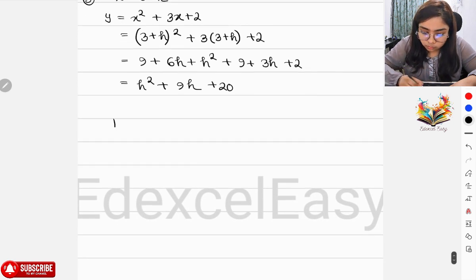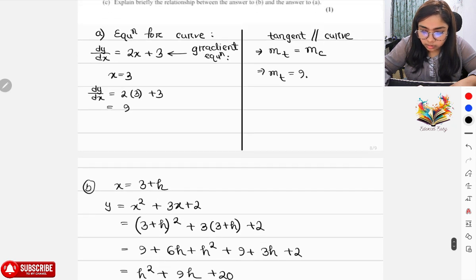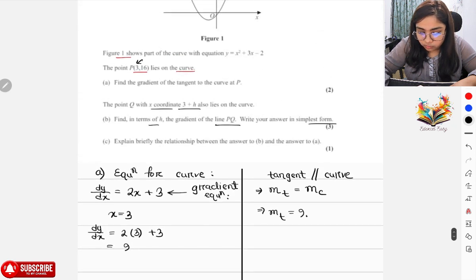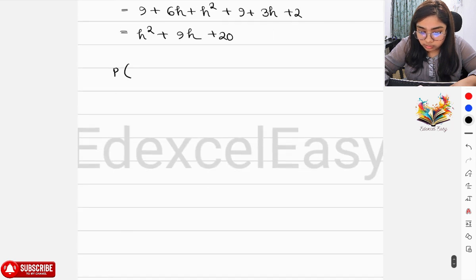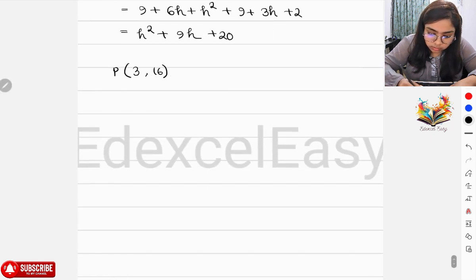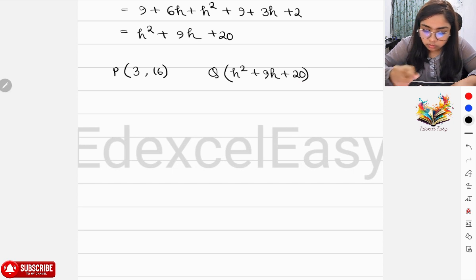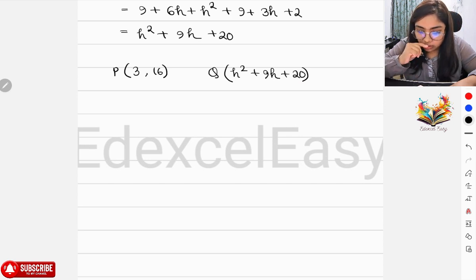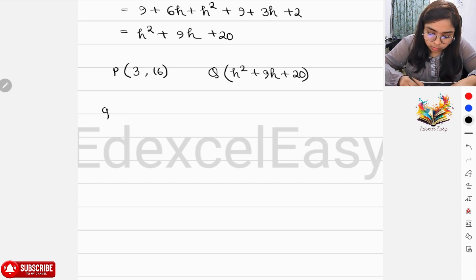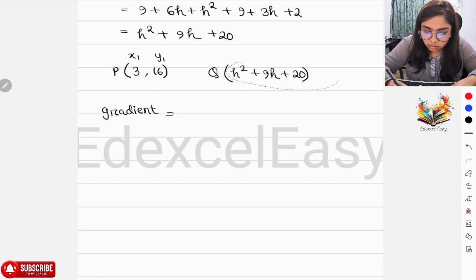Now I'll write the coordinates of P and Q again. P was, I don't remember, 3 and 9, right? Okay, so 3 and 16. And for point Q it was h squared plus 9h plus 20. Now after this I can find the gradient between the points P and Q. I will consider this as x1, y1, and this as x2, y2. Sorry, I forgot to write the x coordinate over here, which was actually 3 plus h.